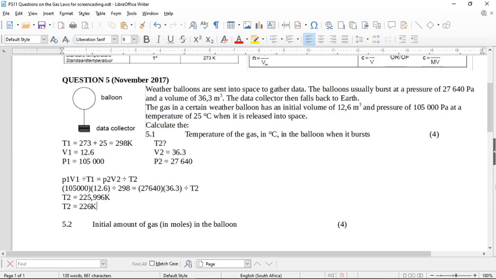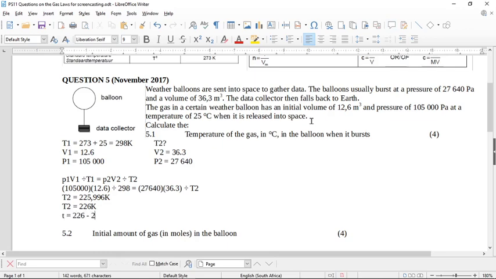But the question didn't ask me for the temperature in Kelvin. Look here, it asks you for the temperature in degrees C. So the temperature in degrees C is going to be 226 minus 273, which gives you negative 47 degrees C, and that will be your final answer.